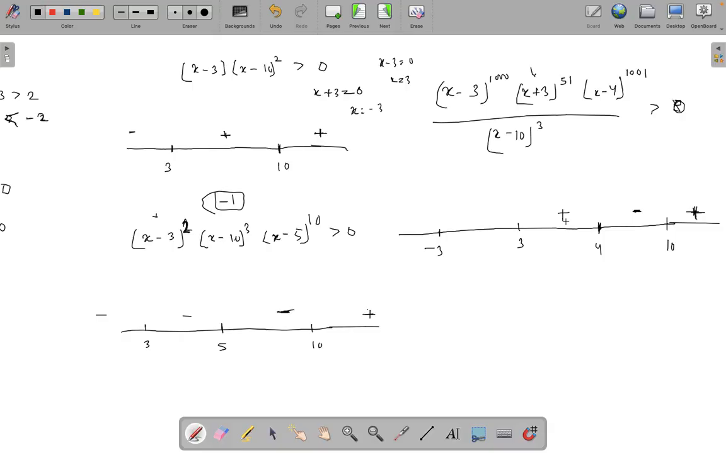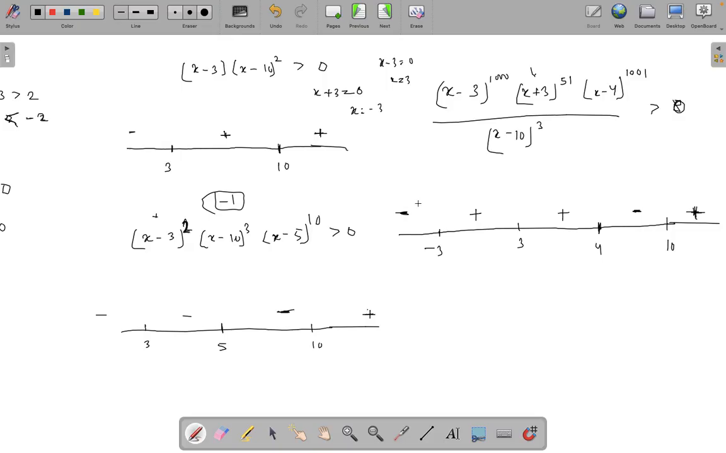So it should be positive again for 3. And below minus 3, it should be negative. Why? Because the power of 3 is odd, minus 3. So it would be negative. Okay, is this clear?